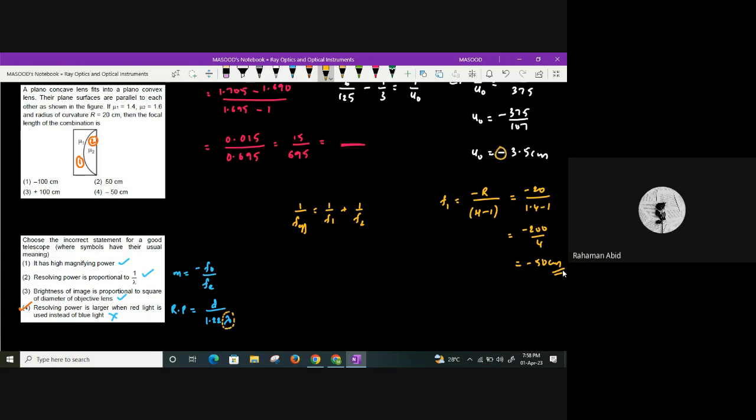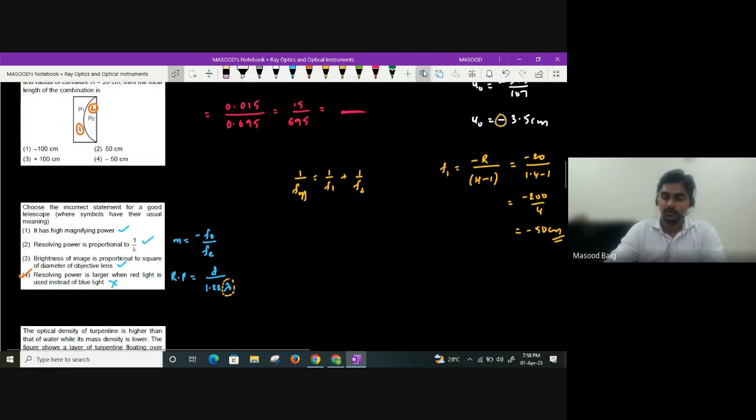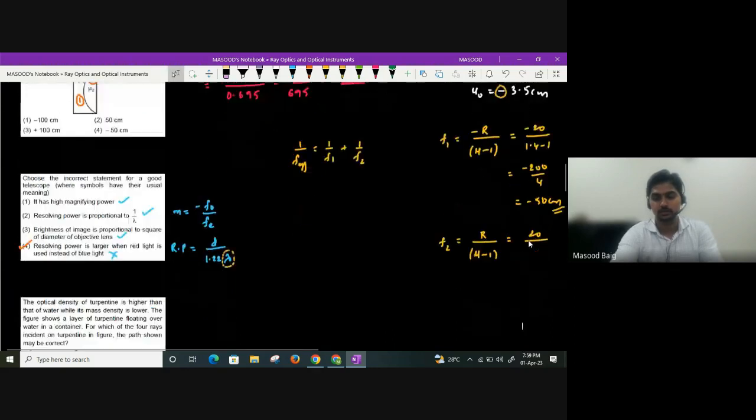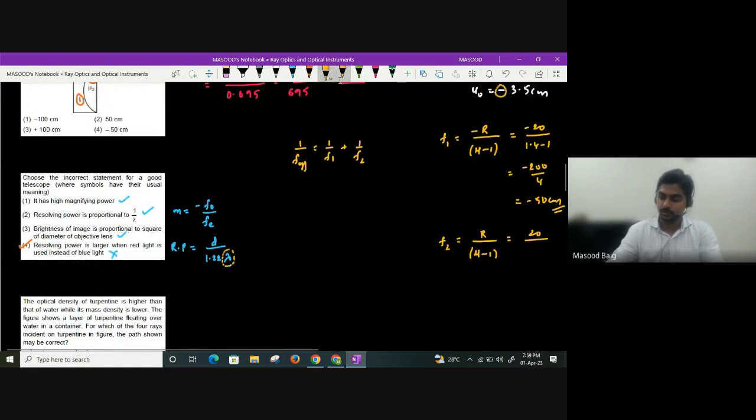Yes, sir. I hope it is clear. Second case, if you see, guys, happens to be the plano-convex lens. And again, yesterday we have seen, whenever the term convex comes into the picture, focal length will be positive. For a plano-convex lens, it is given as R divided by mu minus 1. Both of them have the same radius of curvature, so you can write 20. But what is the refractive index of the plano-convex lens? 1.5, is it? 1.6 is given, guys. So what can we write here? I'm going to get 1.6 minus 1, which is 0.6 again.